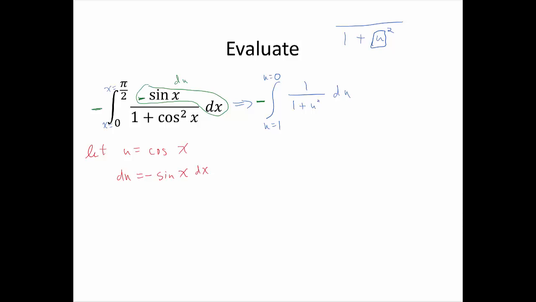Recall that one of our properties of integrals says, if we're going from u equals 1 to u equals 0, we're allowed to flip the limits of integration and bring in another negative. So I can rewrite this as the integral from 0 to 1 of 1 over 1 plus u squared du. And basically those negatives, I flipped the limits of integration. That brought in another negative which countered this negative.